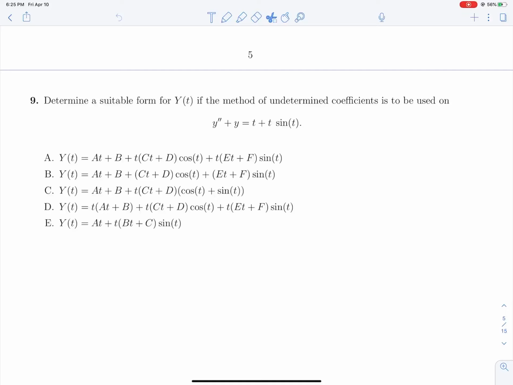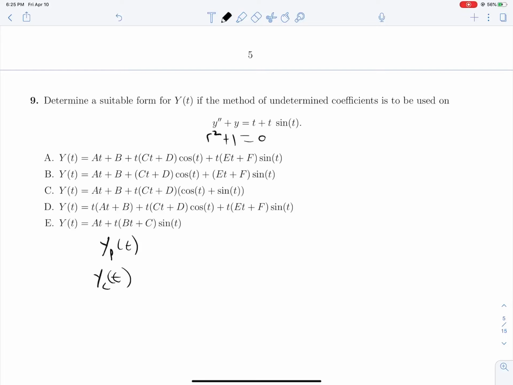We're determining a suitable guess for yp of t if the method of undetermined coefficients is used on this equation right here. Even though we are looking for yp of t, the particular solution, we need to find yc of t to ensure that we don't have any overlap. So finding our characteristic equation, that's going to be r squared plus 1 is equal to 0.